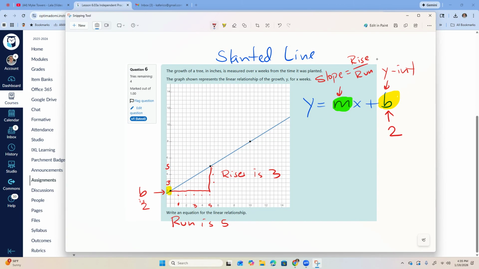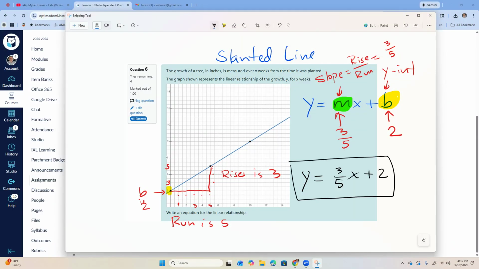Okay, so what will be my slope? My slope is 3 over 5. And that will be my m. And because the line is going up, the slope is positive. Okay, so my final answer here is going to be y equal 3 over 5x plus 2. That will be your final answer. All right, I hope this helps.